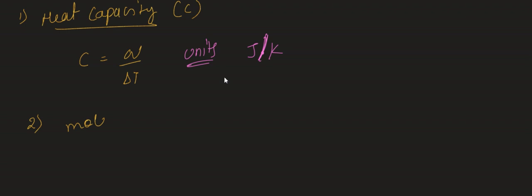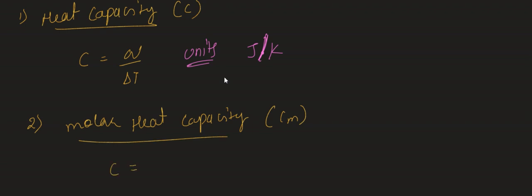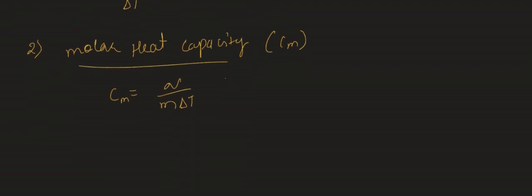Second one is molar heat capacity. Molar heat capacity is denoted by Cm. Heat capacity is Q by delta T. Molar heat capacity is Q by n delta T, not m. Since we are talking about molar, we take n here, where n indicates moles. So this is our molar heat capacity.